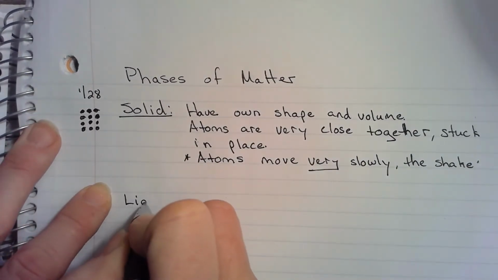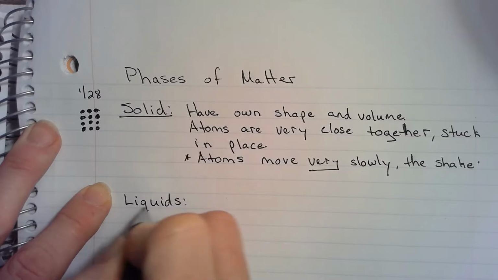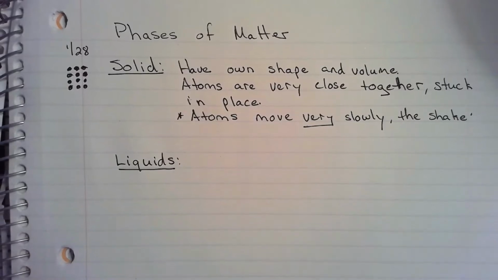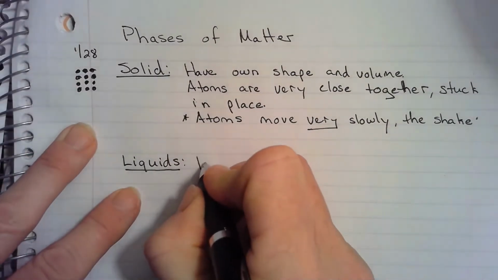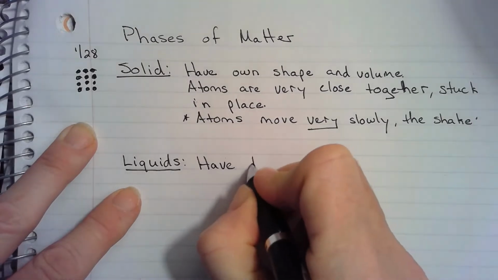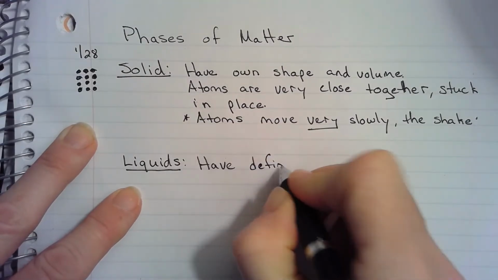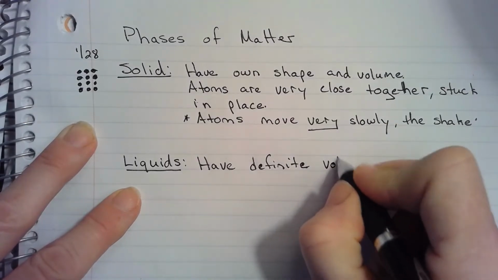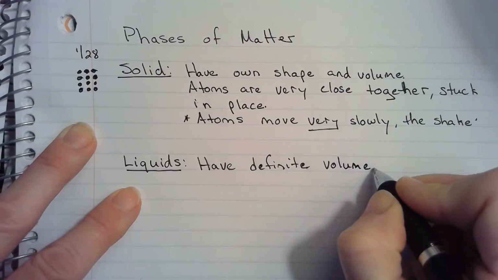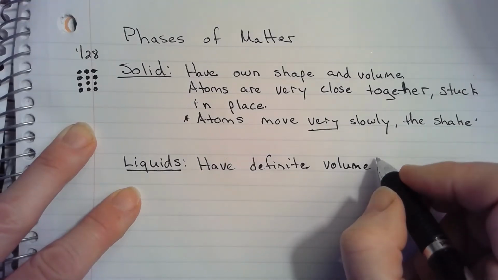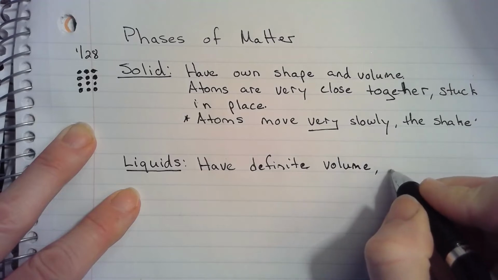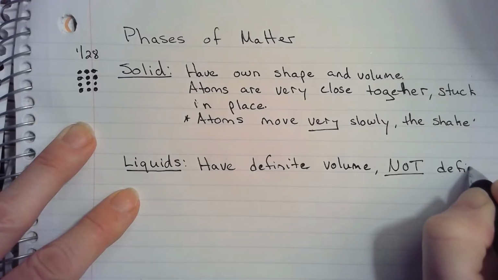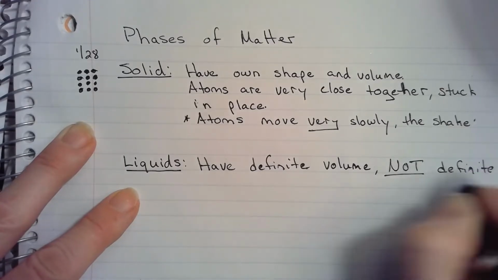Liquids move up just a bit. They have a definite volume, and we know that volume means the amount of space that something takes up. They do not have a definite shape.